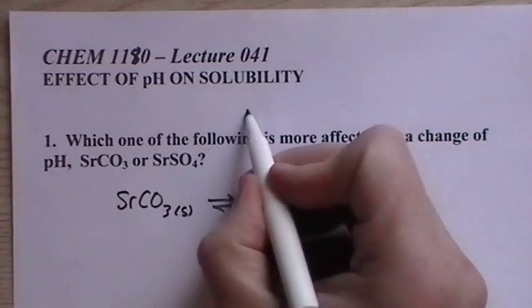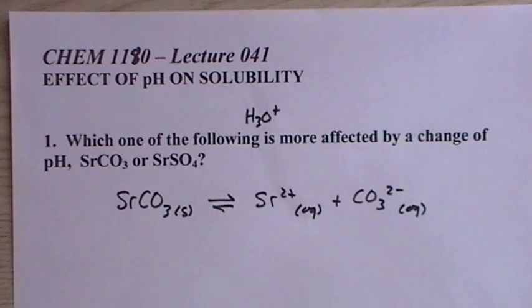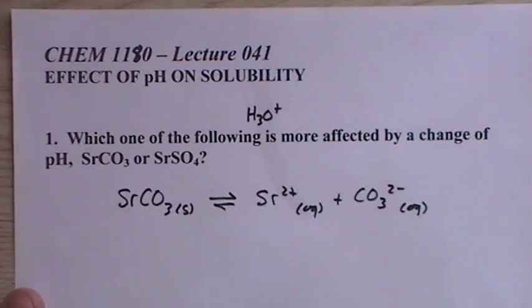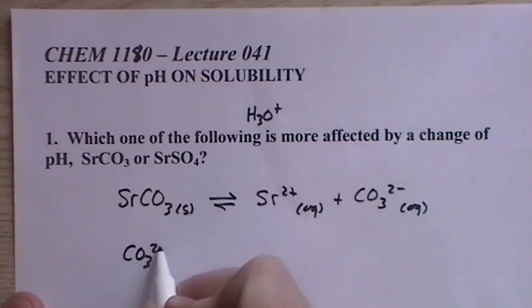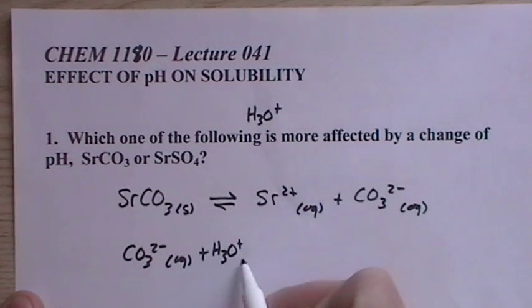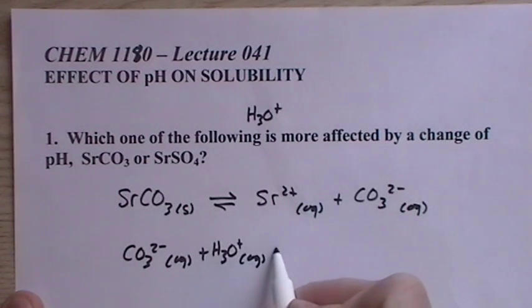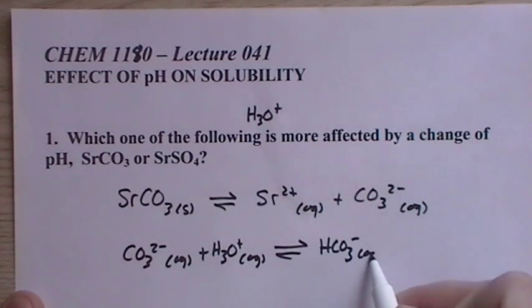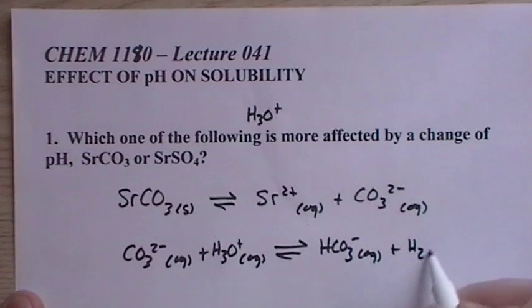Now, when we say pH, we're going to talk about the addition of an acid. We could be talking about the addition of a base too, that's possible, but in this case we're just going to be dealing with an acid. So if you have the carbonate ion, CO3 2-, and you added acid, what would happen to it? Well, it would go further on in this equilibrium, and this would be water, liquid.